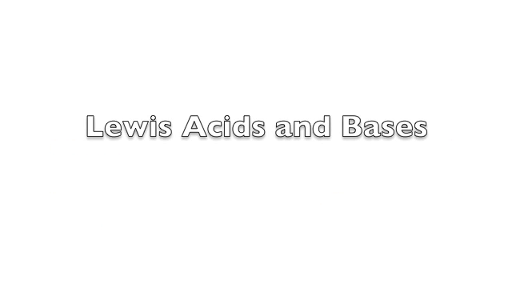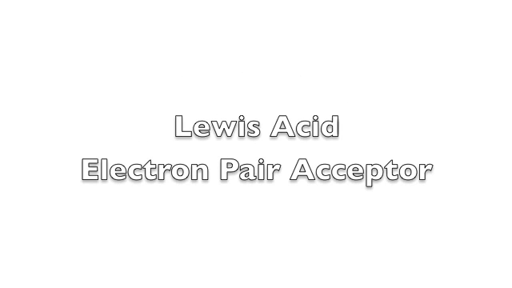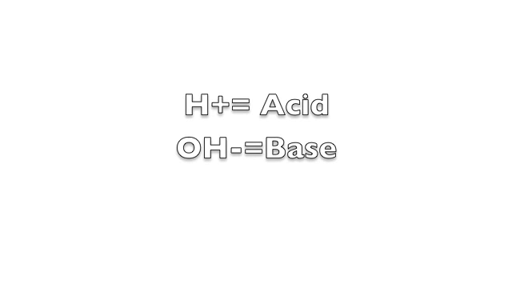The Lewis acid-base theory describes how acids and bases interact with electron pairs. A Lewis acid is a species that can accept a pair of electrons from another species, so it's an electron pair acceptor, while a base is a species that can donate a pair of electrons to an acid, so it's an electron pair donor. An example of a Lewis acid is H+, whereas for a base it's OH-, the hydroxide ion.